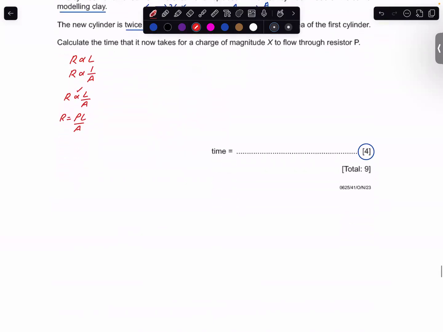This resistivity is the resistance of a particular length of the material. So I will write this equation in terms of resistivity. Resistivity is equal to RA over L. This equation is for the first cylinder that has a length L, area A, and resistance 2 ohm.